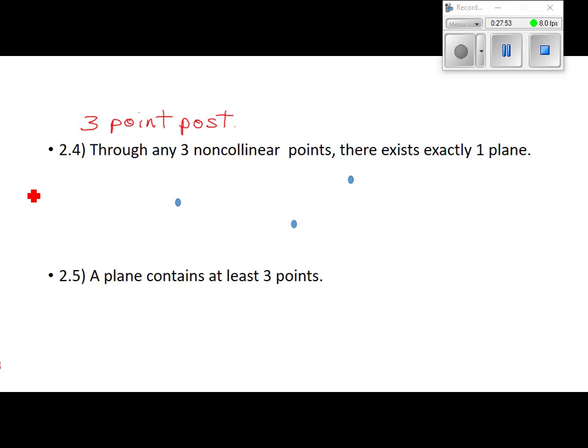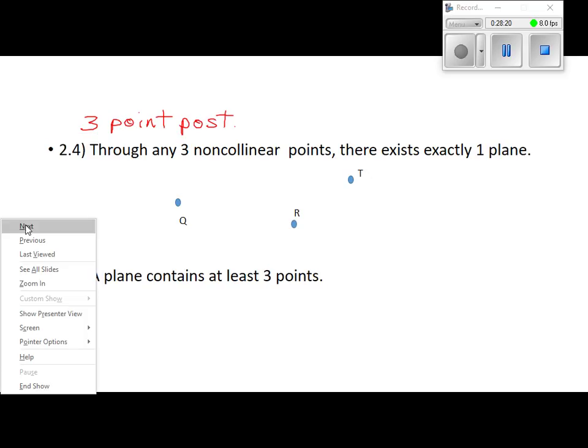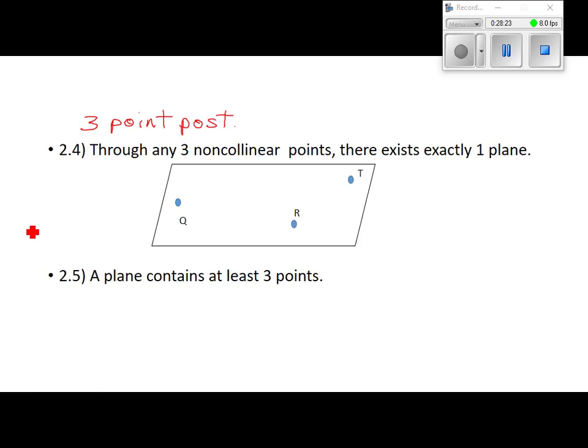How many planes in our world contain those 3 points? Exactly 1. What would we call the plane in here? Give me the actual name for it. The whiteboard, right? This whiteboard right here is the only plane that contains those 3 points. So that's my plane. It's the only plane in the world that contains those 3 points. Somebody name that plane for me.